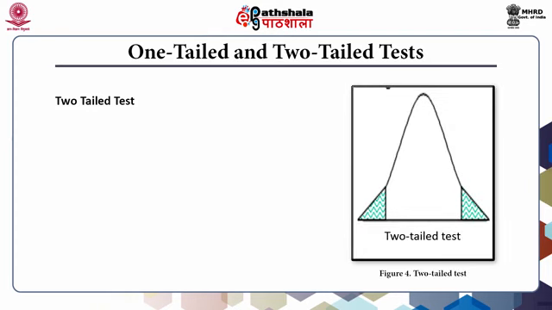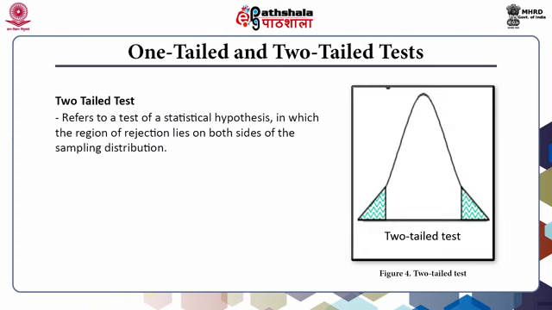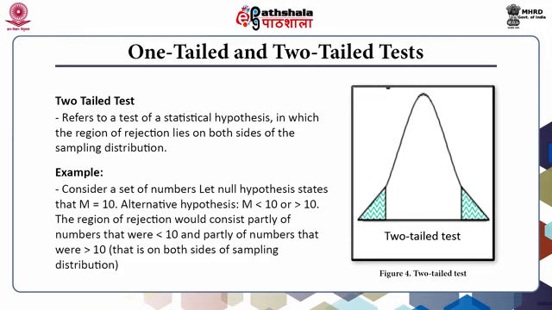Two-tailed test refers to a test of a statistical hypothesis in which the region of rejection lies on both sides of the sampling distribution. Let us consider a set of numbers. Let the null hypothesis state that m equals 10 and the alternative hypothesis be that m is less than 10 or greater than 10. The region of rejection would consist partly of numbers that were less than 10 and partly of numbers that were greater than 10, that is, on both sides of the sampling distribution.